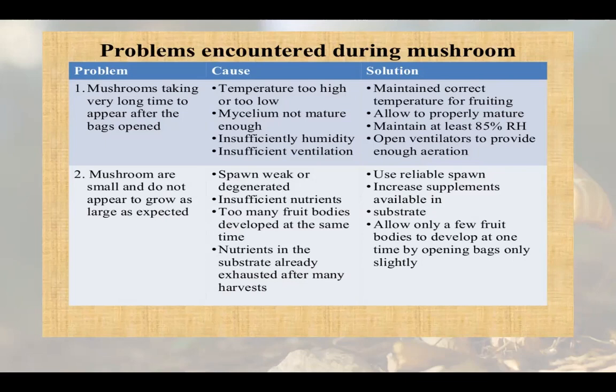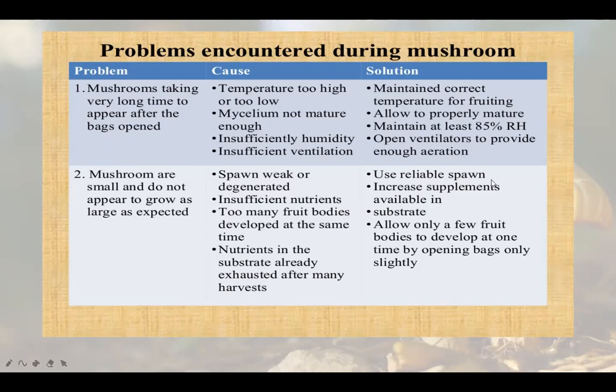See, I told you there will be flushes, which means a crop you will be getting at one time. You have to collect that crop, and after a periodic interval, maybe 1 week or 10 days, you collect the crop again. So in each mushroom production cycle, you can take 3 to 4 flushes, 3 to 4 crops.